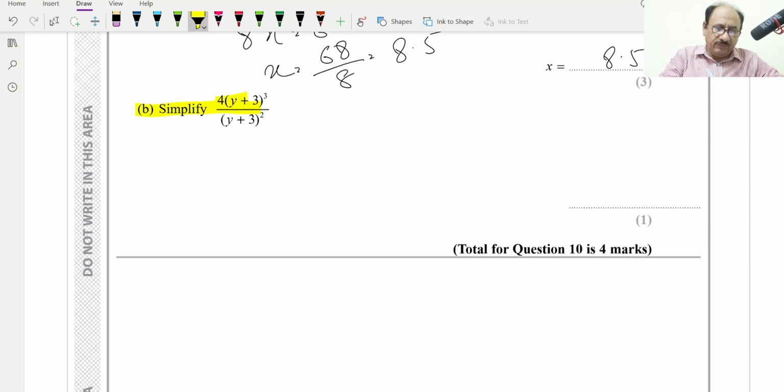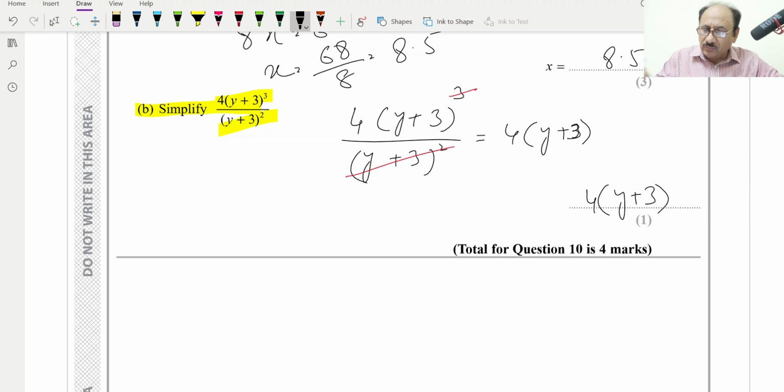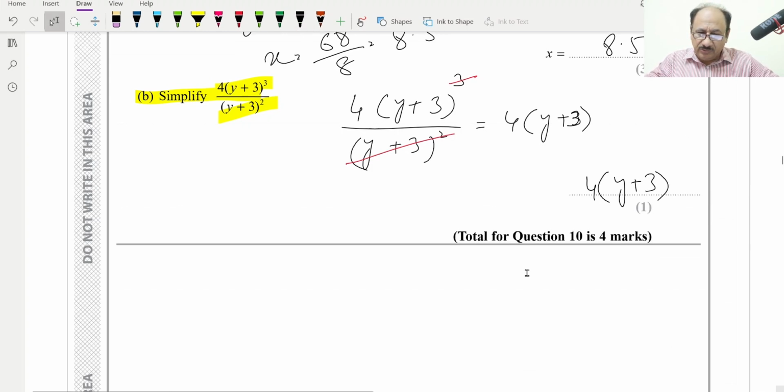B part, simplify this algebraic fraction they have provided. So we can rewrite this one as 4 into (y plus 3) raised to the power of 3 over (y plus 3) squared, and we can cancel the squared part, and our final answer will be 4 into (y plus 3). This is a very simple, straightforward question, a 1 mark question. Only one step is required.